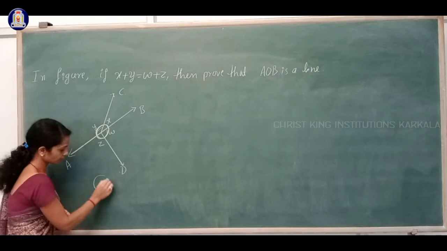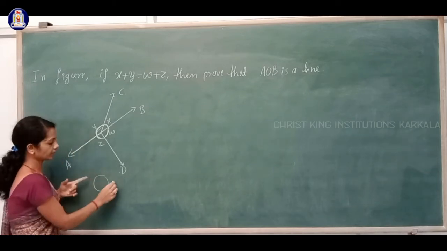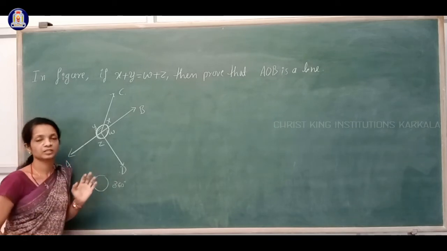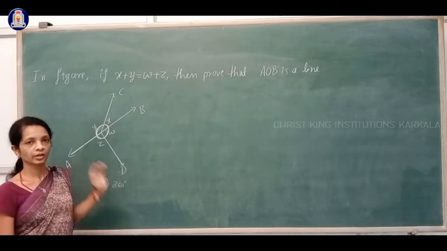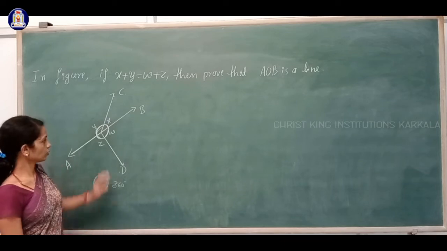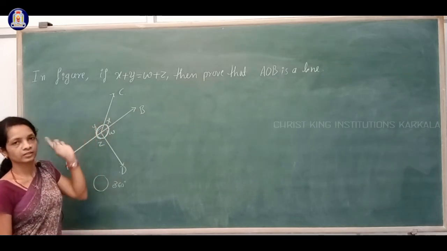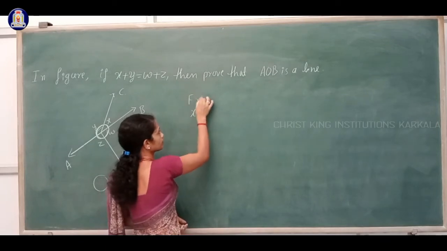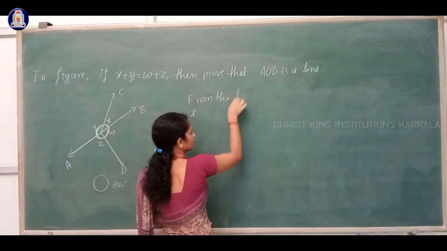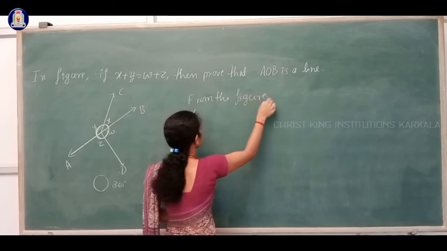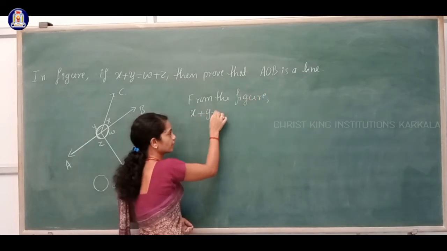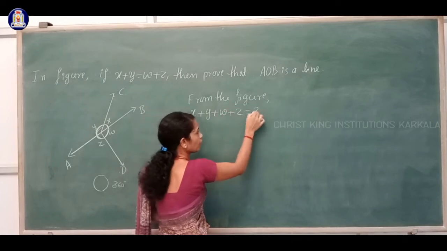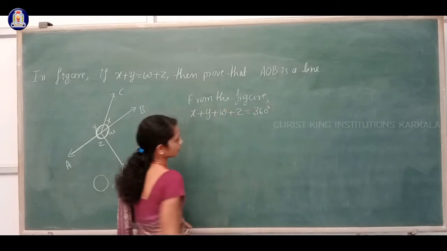One full circle means, always keep in mind, how many degrees? 360 degrees. One full rotation always makes 360 degrees. So the total of these 4 angles must be equal to how much? 360 degrees. So from the figure, what can we write? The total of the 4 angles, x plus y plus w plus z, is equal to 360 degrees.